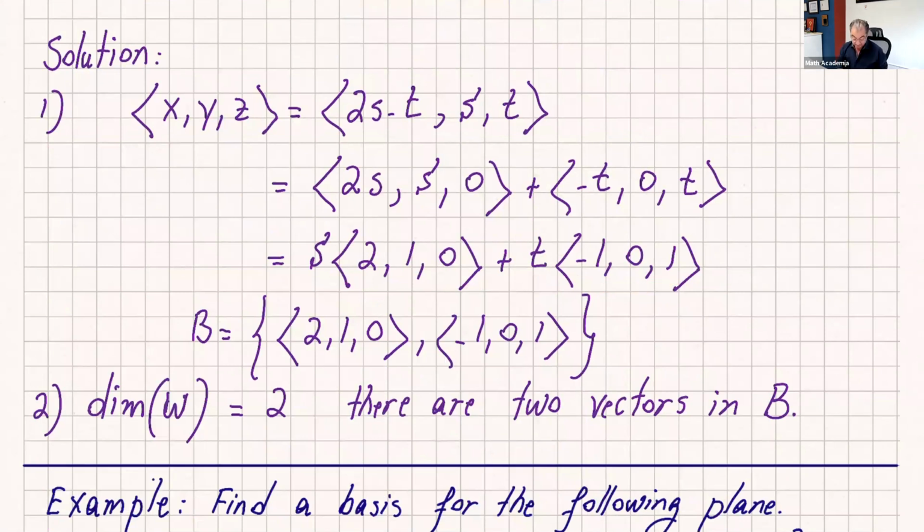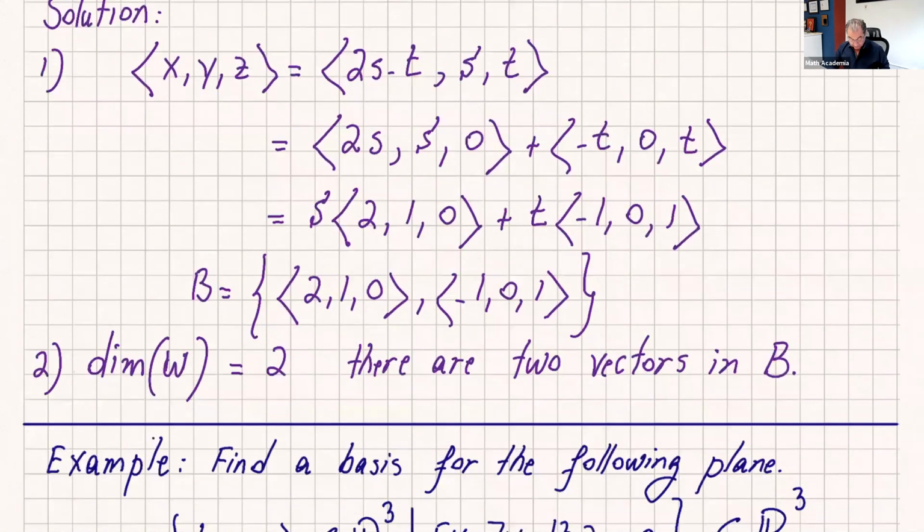So a basis can be 2, 1, 0 and negative 1, 0, 1. Any linear combination of these two vectors will be the basis for the given problem. We do have two vectors in the basis, so the dimension is 2. There are two vectors in B. That's how you find the dimension.